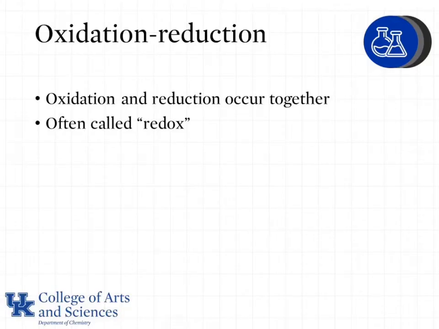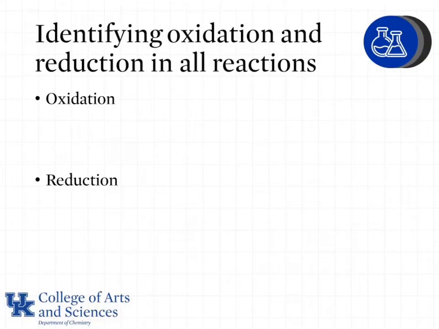And they must occur together because we're dealing with the transfer of electrons. If someone is gaining electrons, someone must be losing electrons. Together, we call these redox for short rather than writing out oxidation reduction. After we assign oxidation numbers to all atoms in a reaction, we need to determine which process is the oxidation and which process is the reduction.